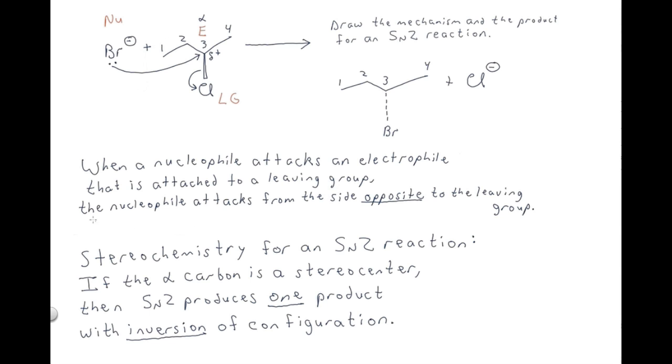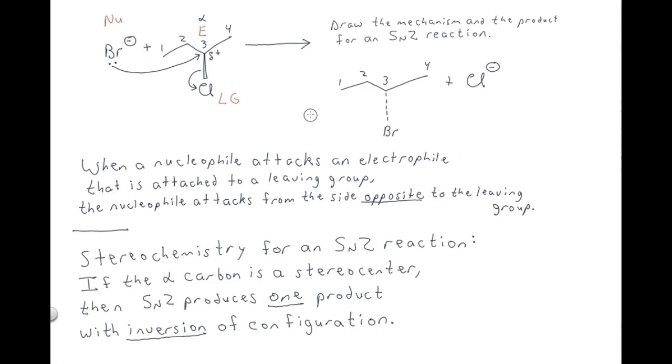So we applied these ideas. Since the nucleophile is attacking an electrophile that's attached to a leaving group, the nucleophile attacks from the side opposite to the leaving group. The leaving group was in front of the page on a wedge, so the nucleophile attacked from the opposite side behind the page and ended up on a dash. And the result of this rule is that the SN2 produces one main product with inversion of configuration. Here we inverted from the chlorine on a wedge to the bromine on a dash.